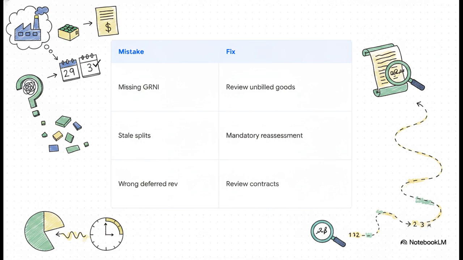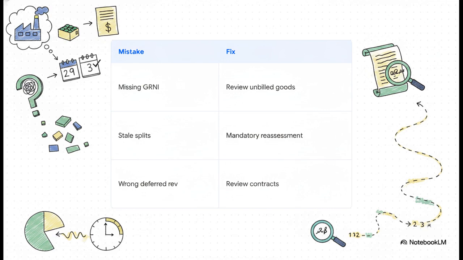Let's look at where things usually go off the rails. A huge trap is missing the GRNI accrual. That stands for goods received, not invoiced. Think about it. If you receive a shipment of raw materials into your warehouse on the 29th, but the vendor's invoice doesn't arrive until the 3rd of the next month, you still owe that liability on the balance sheet date. You must record a journal entry to debit your inventory or expense and credit an accrued liability. If you skip that entry, you violated the completeness of your balance sheet.